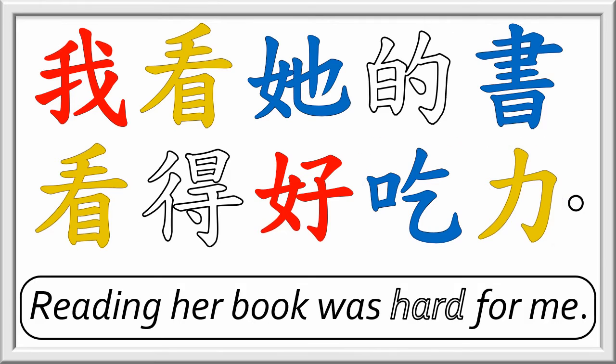This phrase is similarly more often applied to Japanese food because of the stunning presentation of very common food items. 中, by the way, means to hit a target. So in this context, the literal translation would be, it hits the target as far as appearance goes, but not the taste buds. 我看她的书，看得好吃力。Reading her book was hard for me.